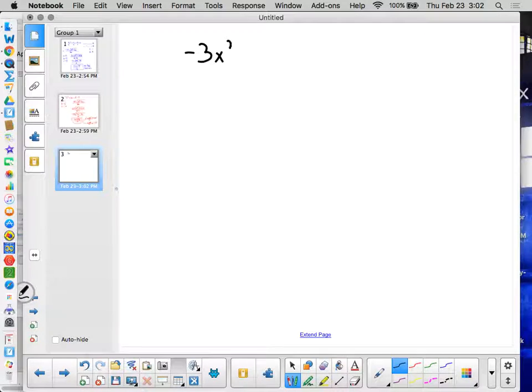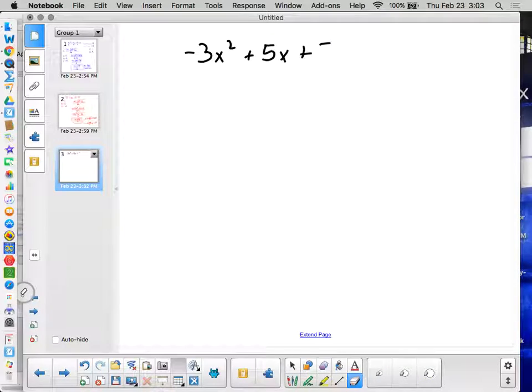Negative 3x squared plus 5x plus, I don't know, let's do 5. Let's not do 5 because I already did 5. Let's do 7 equals 0. Okay? If I wanted to try to factor it, I probably could. Product is negative 21, sum is 5, and nothing's going to work.